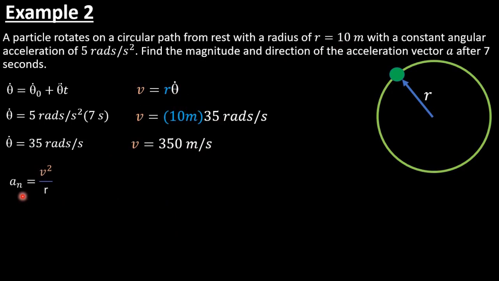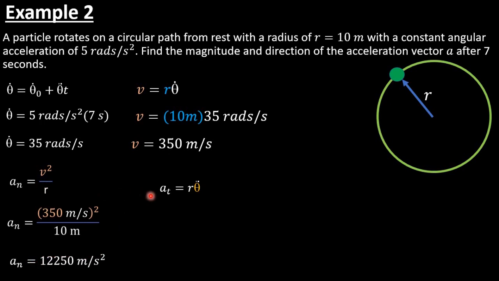Then I can find a sub n, which is v squared over r. Substitute my numbers in, and I get a sub n equals 12250 meters per second squared. So now I can find a sub t, which is r times theta double dot. I knew r was 10 meters and theta double dot was 5 radians per second squared. Multiply them to get 50 meters per second squared.